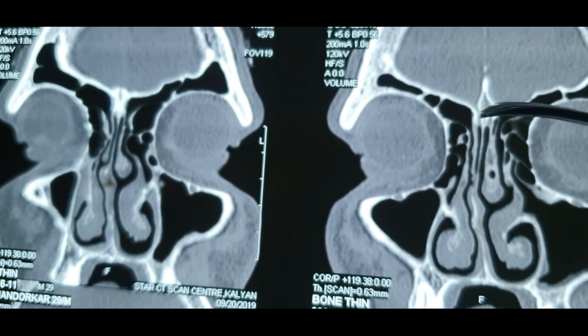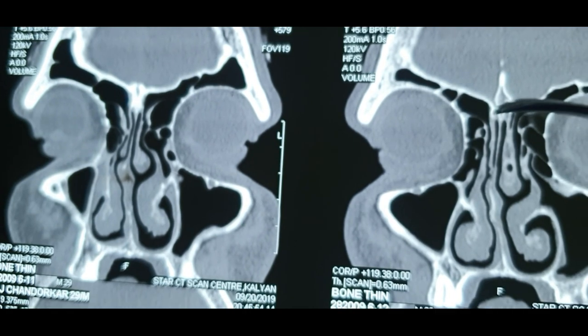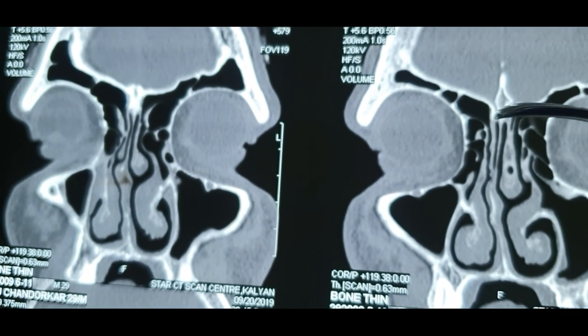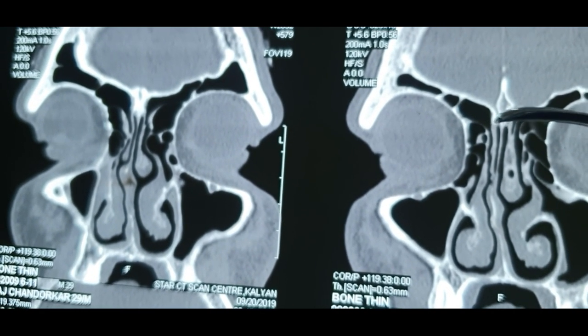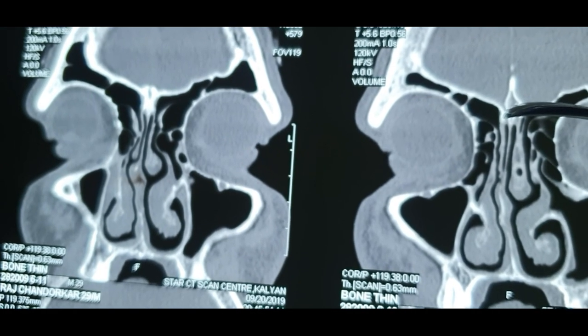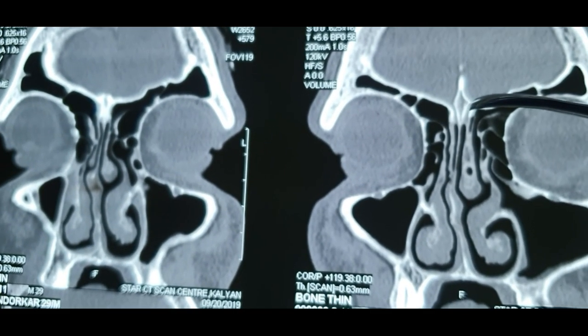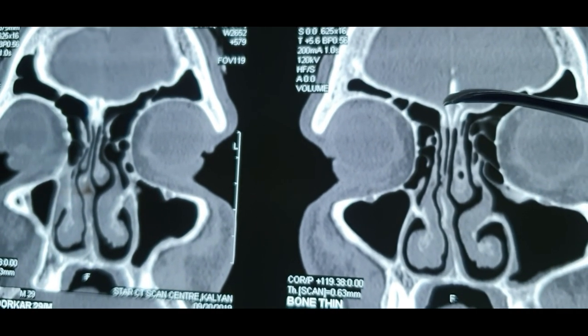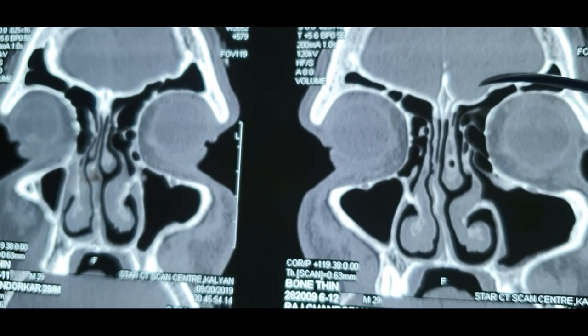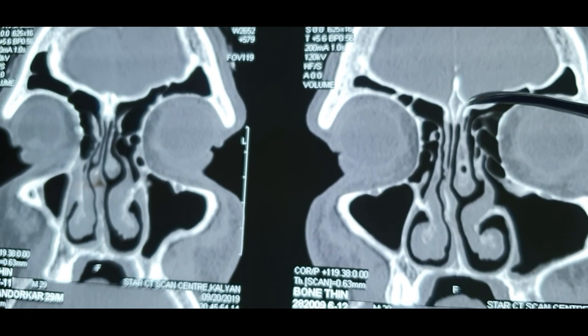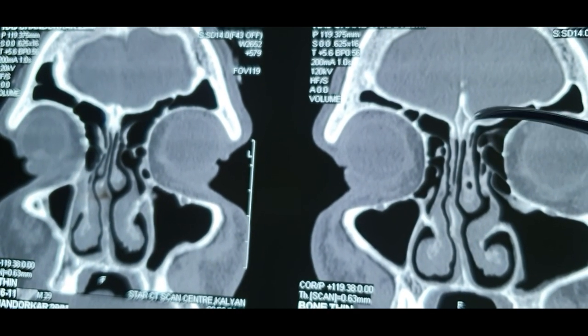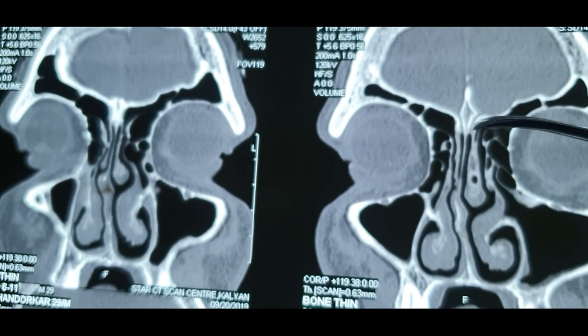This is the olfactory fossa, carrying the olfactory nerves, the fenestrations, the olfactory epithelium. So this is the olfactory fossa. Now, he classified it into three types: type 1, type 2, and type 3. Type 1 is where the depth of the olfactory fossa is only about 1 to 3 mm.